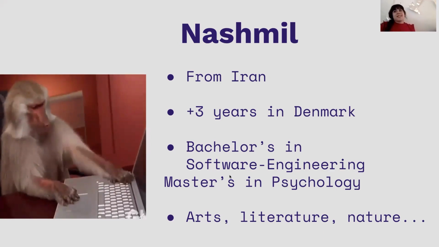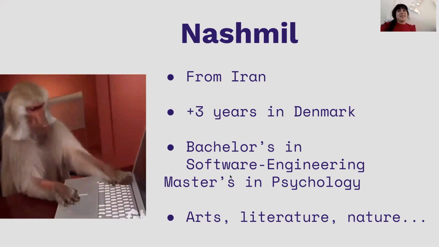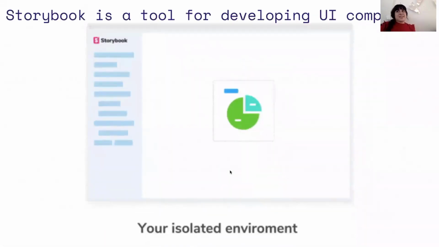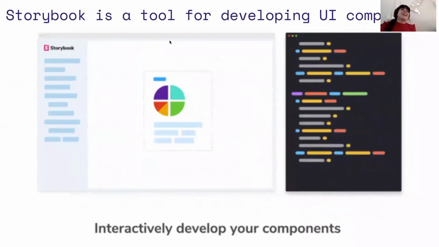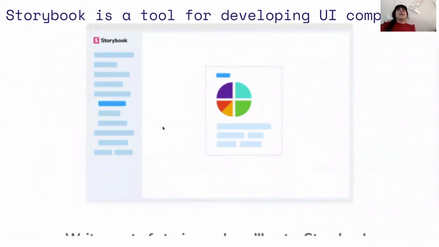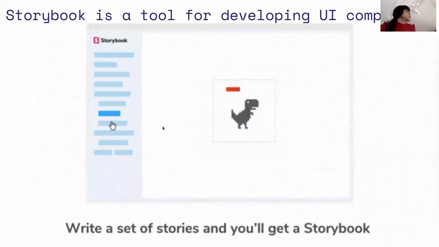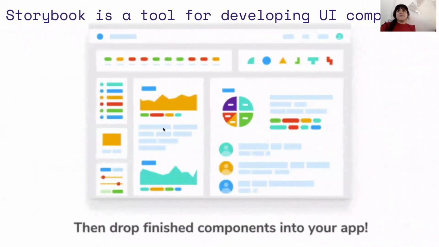Well, I'm interested in arts, literature, nature, and different kinds of food for mind and body. Considering my interest in literature, it's interesting that I'm in charge of the Storybook. But the Storybook here is an open source tool for developing UI components. The Storybook, in fact, bridges the gap between the user experience and the development.